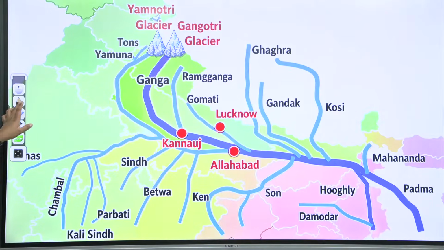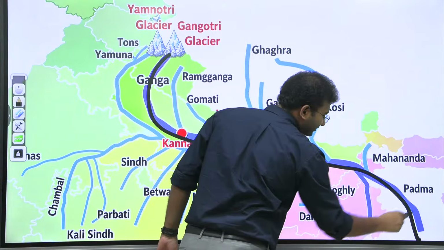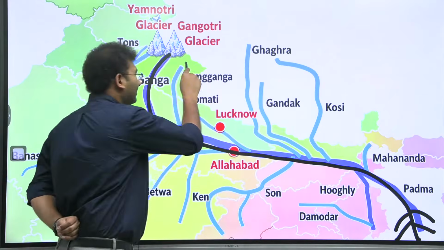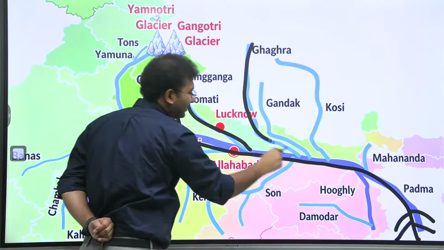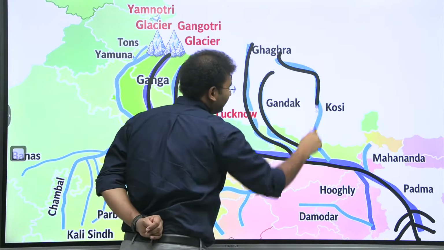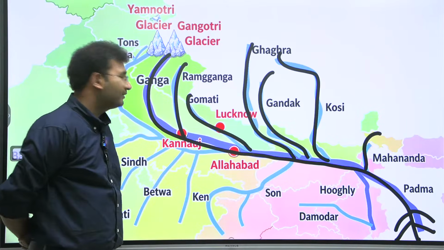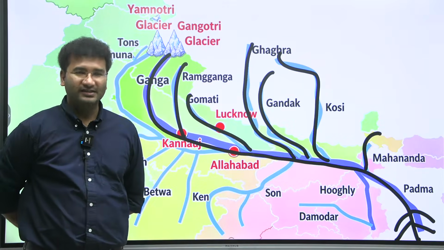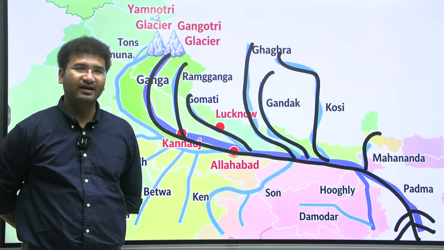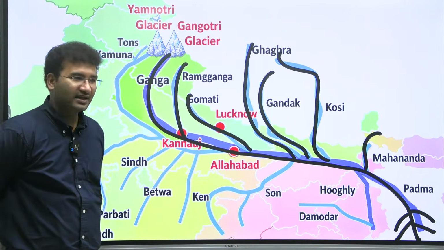Now let's look into Ganga, tributaries of Ganga. So Ganga comes and drains into Bangladesh. So here, Ram Ganga, Gomti, Gagra, Gandak, Kosi. Okay? And then Mahananda. Majority of them are antecedent rivers. What do you mean by antecedent rivers? Antecedent rivers means those that are flowing against the slope. Right? Those that are flowing against the slope, called antecedent.